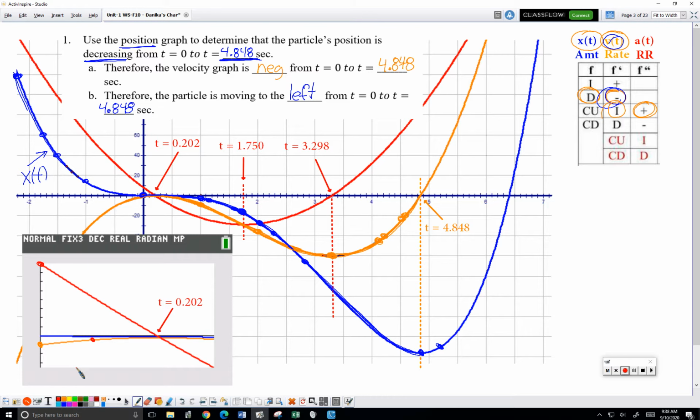Okay, yeah. So the acceleration and the velocity correspond perfectly by this relationship, Danika's chart, but don't throw speed into it. It doesn't fit anywhere here necessarily. Is that okay? Two more.